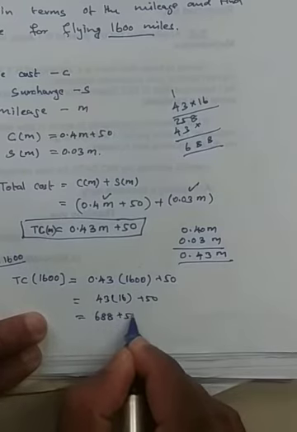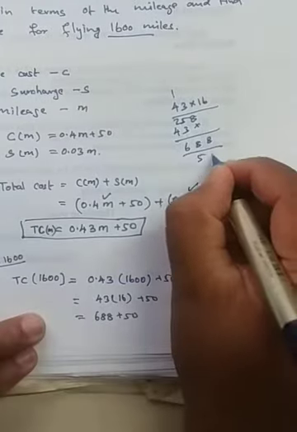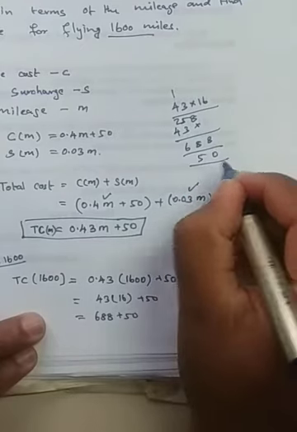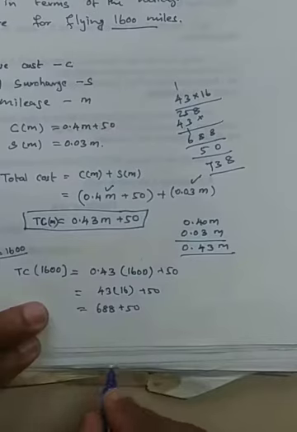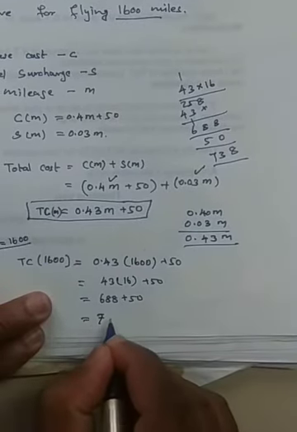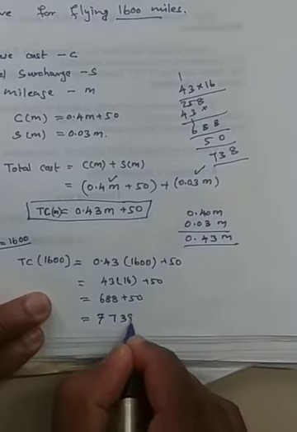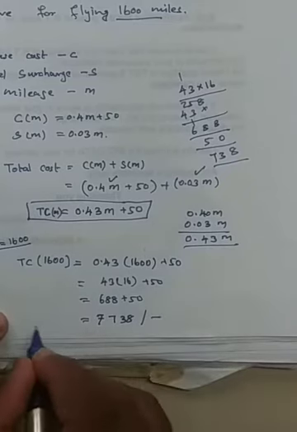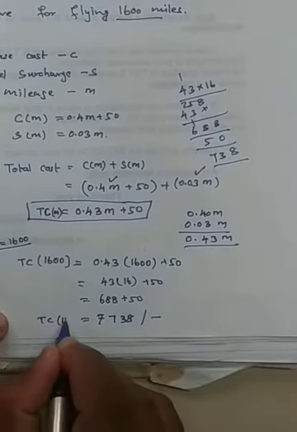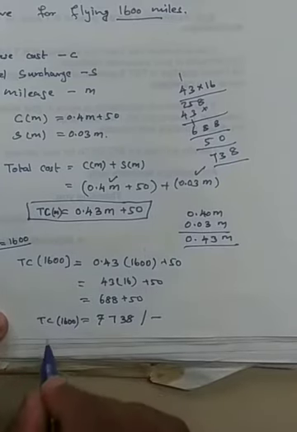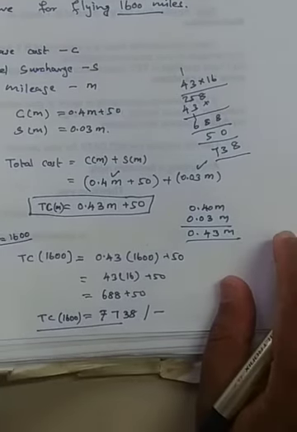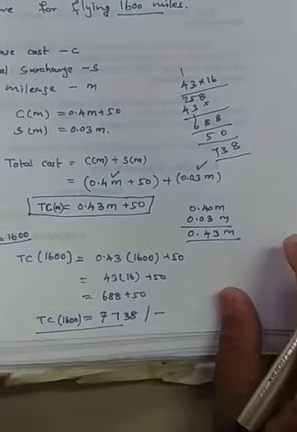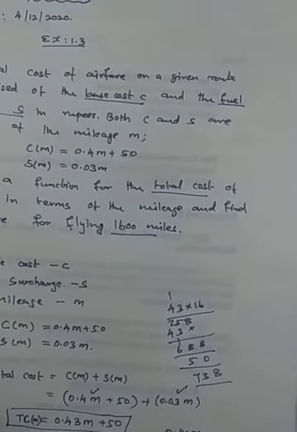So the value will come as 688 plus 50. So add it here itself, 50. So 8 plus 0 is 8, 8 plus 5 is 13, and 738. So therefore how much will it cost now? 738 rupees will come. If the total cost for 1600 miles is here, we are getting this. Okay, so in this way we need to solve this problem. Is that clear? Okay, so this is one problem.